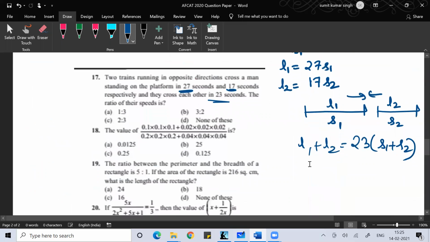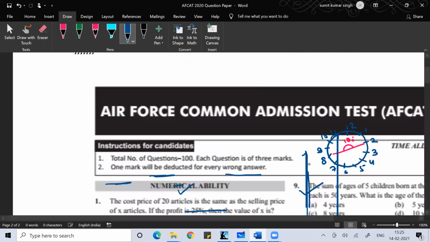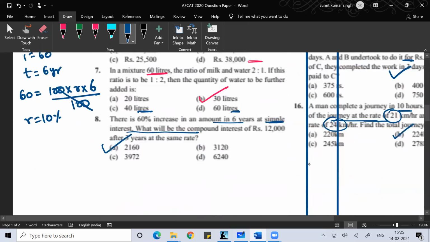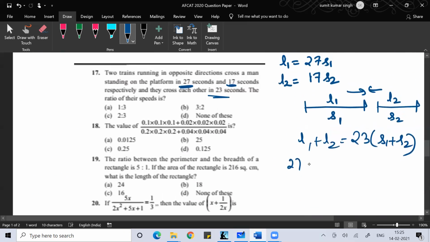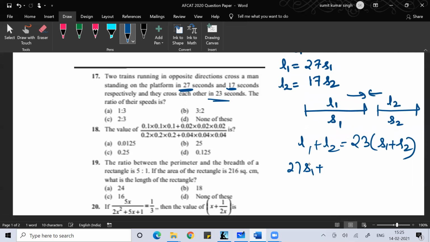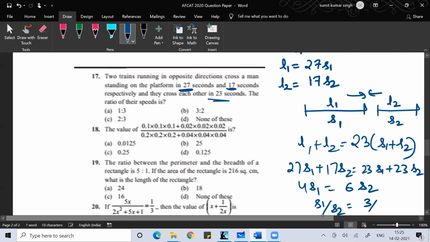L1 I can write as 27 S1. So 27 S1 plus 17 S2 is equal to 23 S1 plus 23 S2. So I can write this as 4 S1 is equal to 6 S2. So S1 by S2 is equal to 3 by 2.